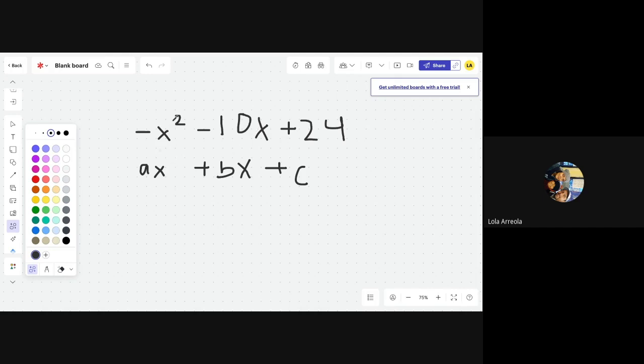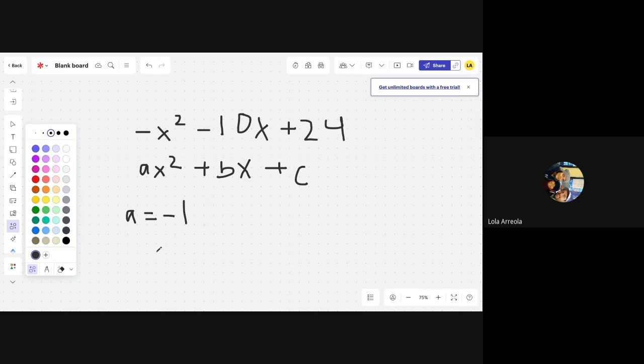Okay, which values are which? So a is just the number in front of the x squared. What number is in front of the x squared? Just like this guy. A is equal to -1. Do you see that? It's just the number in front of x squared. So it's not -1x squared. It's just the number in front of x squared.